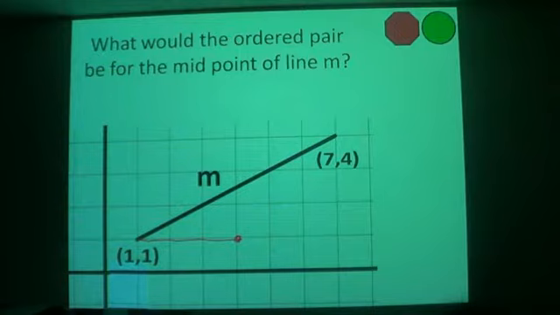So there's the midpoint. But how do I calculate it? Well, the difference between 1 and 4 is 3. Half of 3 is 1.5, so I go up 1.5. That's not my answer because I started at 1, so my y value is going to be 2.5. My x value started at 1, and that's 2, 3, 4. So my x value is going to be 4, and my y value is going to be 2.5.